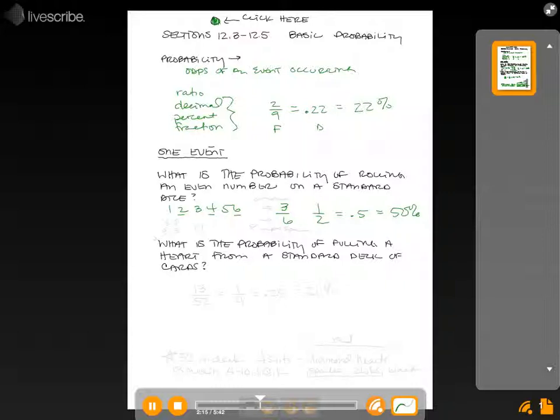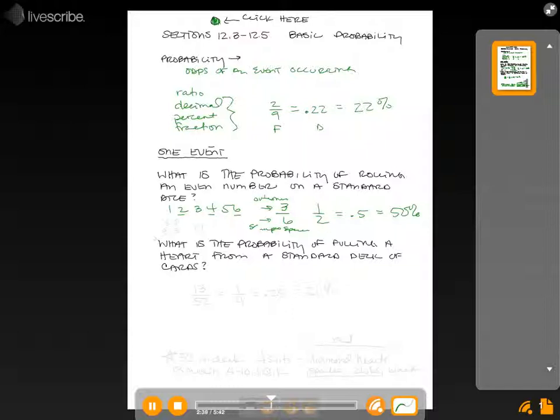Now let's go through how we wrote our fraction. Our numerator is our desired outcome, and our denominator is our sample space. Just like it was for odds when we took odds from fractions. The numerator is the success, the outcome that you want, and the denominator is the sample space.